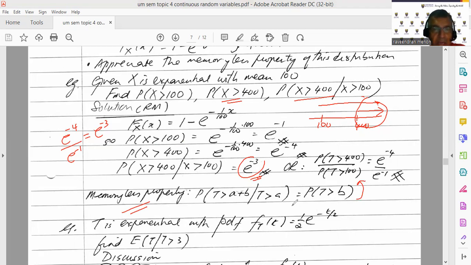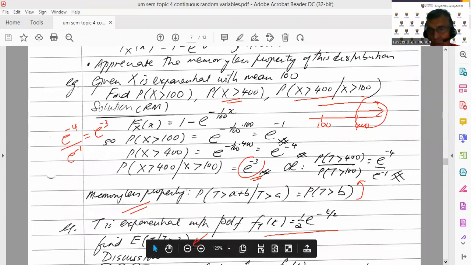Let's move on. We have a conditional expectation coming up. So t is exponential with the PDF given to you. You recognize this straight away, the 1 over theta e to the power of minus 1 over theta x business. So t is exponential with this PDF, a half e to the power of minus 1 over 2 times t. We're asked to find this conditional expectation: what is the expected value of t given that t is bigger than 3? You know how to do this problem already, so let's just breeze through it.